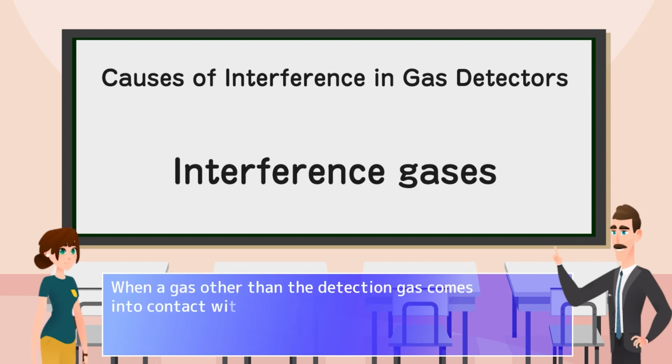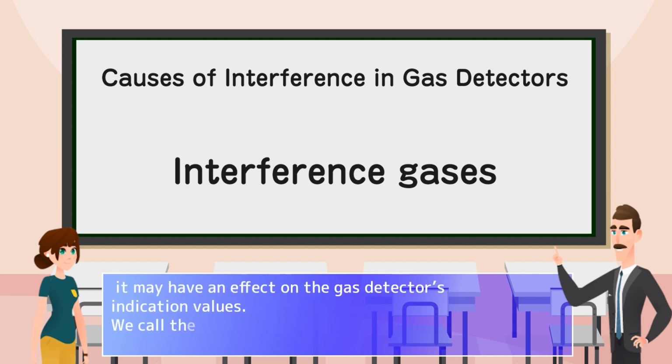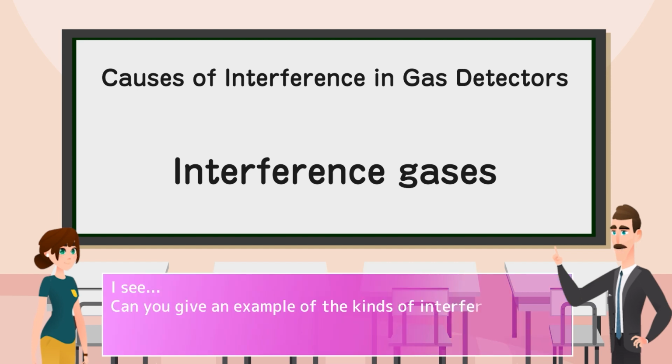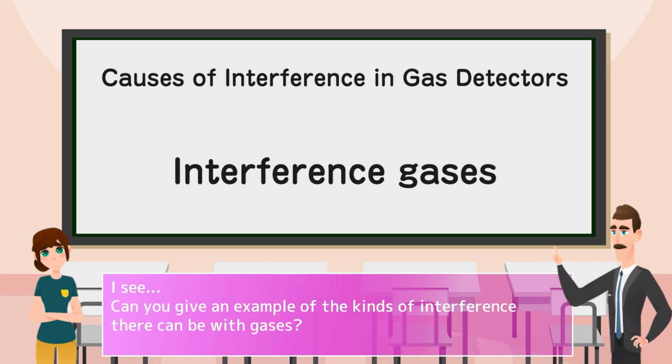When a gas other than the detection gas comes into contact with a gas detector, depending on the type of gas, it may have an effect on the gas detector's indication values. We call these gases interference gases. I see. Can you give an example of the kinds of interference there can be with gases?